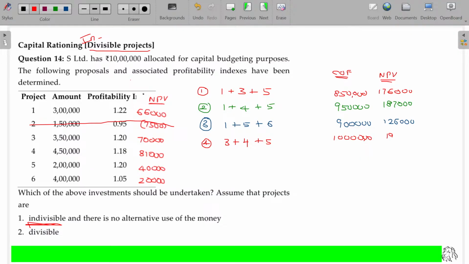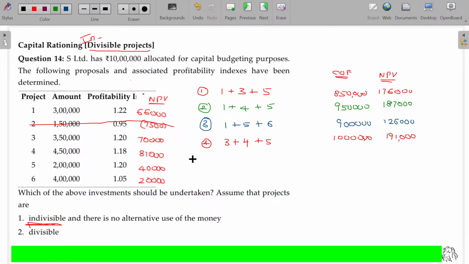Hope it is 1,91,000. This seems to be superior among the other combinations, where all of your investment is made and your NPV is also higher. Anyhow, go for the other combinations also. You have to finalize which among the possibilities is better.